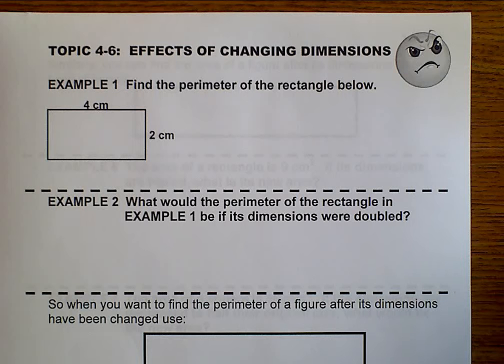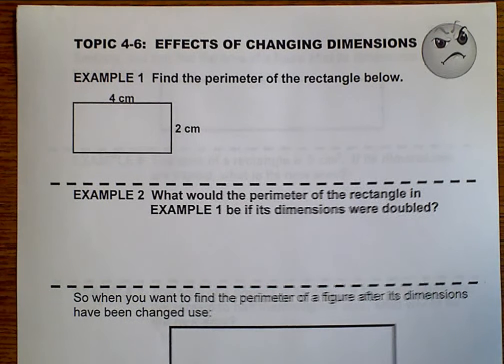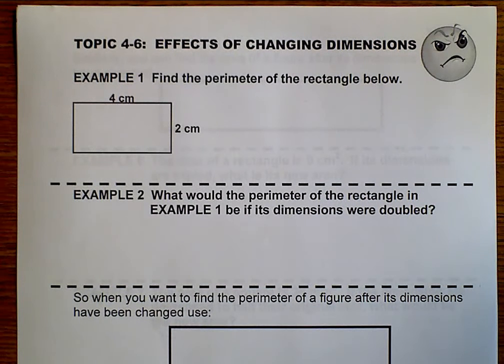Hello, this is Algebra topic 4-6 on the effects of changing dimensions. So we've been talking about formulas for perimeter, area, surface area, and volume. Well, now we're going to talk about what if we change our dimensions.